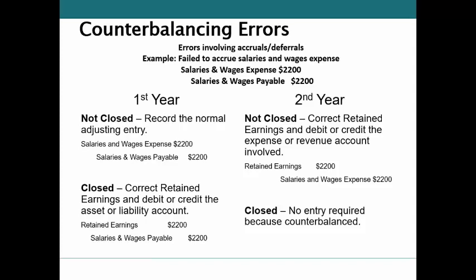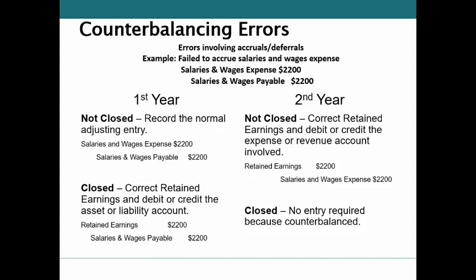If the error is discovered before the books are closed in the first year, then just make the adjusting entry as it should have been recorded by debiting salaries and wages expense and crediting salaries and wages payable for $2,200. If the error is discovered after the books are closed in the first year, then the debit would be to retained earnings instead of salaries and wages expense, and a credit made to salaries and wages payable for $2,200. This is because salaries and wages expense would have already been closed.